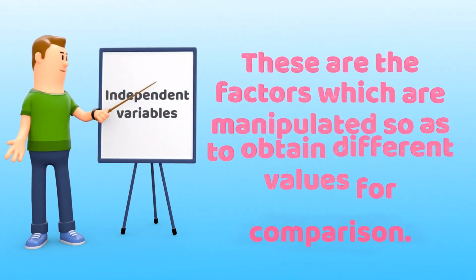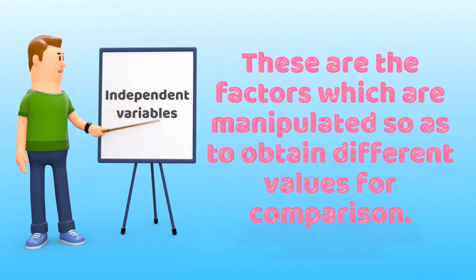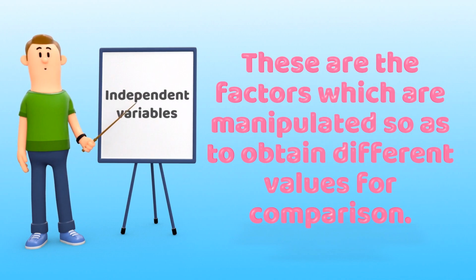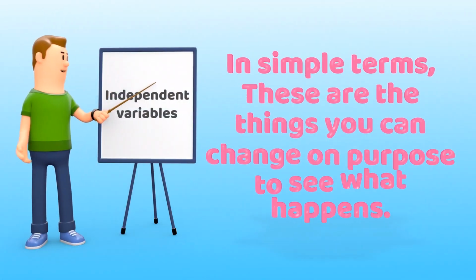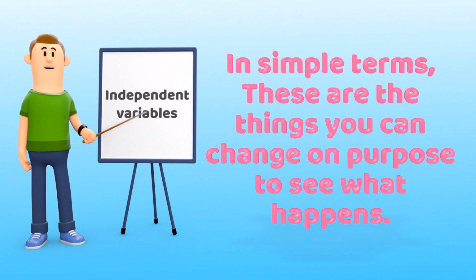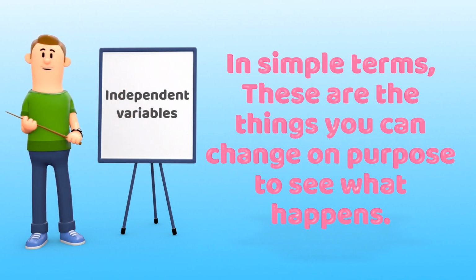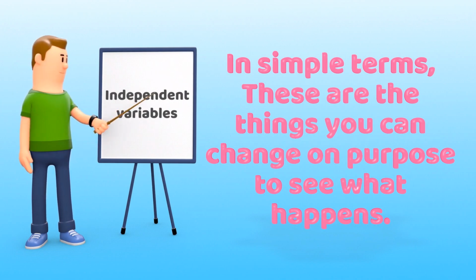Let's now check independent variables. What are they? These are those factors which can be changed so as to obtain different values for comparison. In simple terms, these are the things you can change purposely in order to see what will happen.